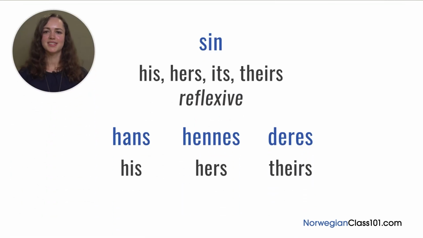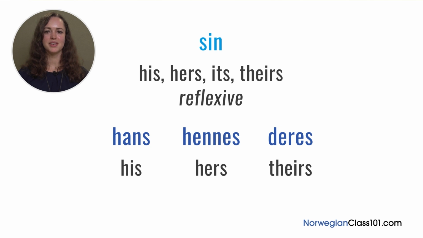The Norwegian possessive pronoun system is a bit complicated, and it can be difficult to know when you should use sin instead of the possessive pronouns hans, meaning his, hennes, meaning hers, or deres, meaning theirs. Sin translates as his, hers, its, and theirs, so it's easy to get confused. Sin is the reflexive form of hans or hennes and deres.